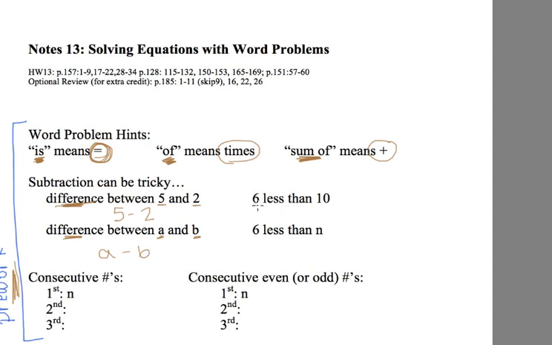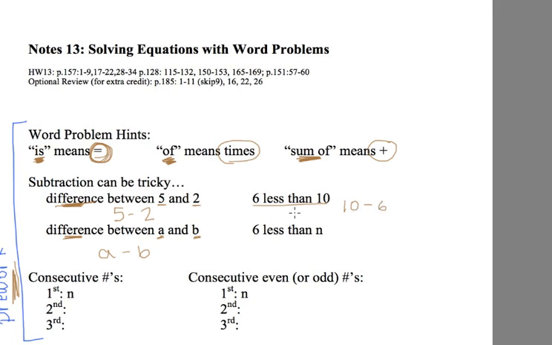6 less than 10. Well, first off, think about that. What is 6 less than 10? 4. What math process did you use to get that? Did you do 6 minus 10 or did you do 10 minus 6? 6 less than 10 is 4. You did 10 minus 6.